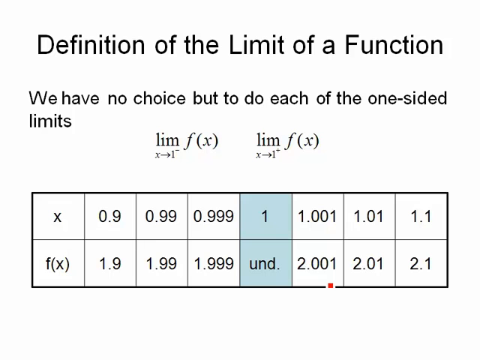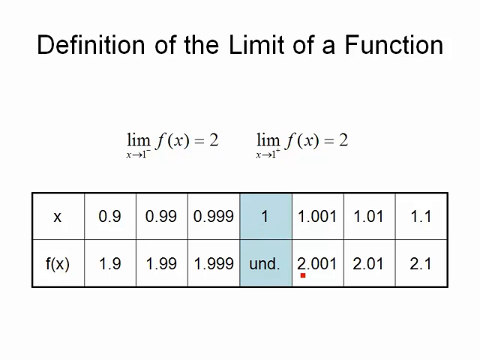So what it seems to indicate is the closer I get to 1 here, the closer the value of the function is to 2, but at 1 it's actually undefined. What we'll write is the limit as x approaches 1 from the left of f of x is 2. The limit as x approaches 1 from the right of f of x is also 2, but it's undefined at x equals 1.